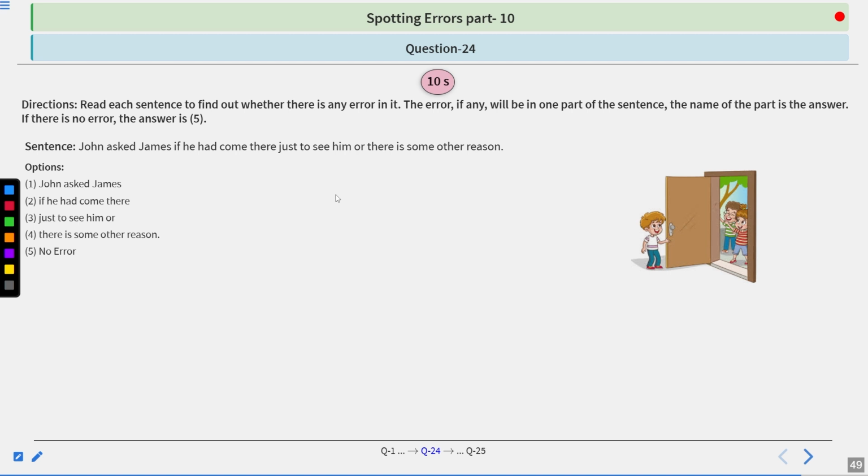John asked James if he had come there just to see him or there is some other reason. Your options are below and you have 10 seconds to spot the error.